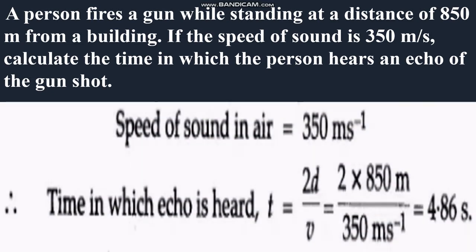So you know that time will be given by 2d upon v, isn't it? Since v is equal to 2d by t when we use it for the echo. So t will be equal to 2d upon v. So 2 into 850 divided by 350. This gives you 4.86 second. That means you will hear an echo after 4.86 second.